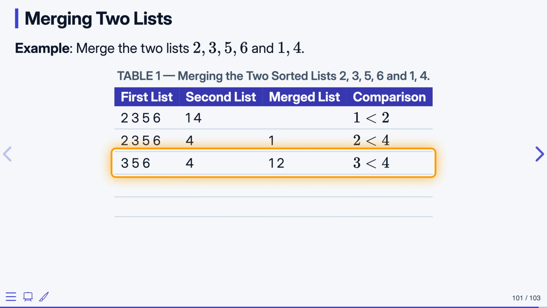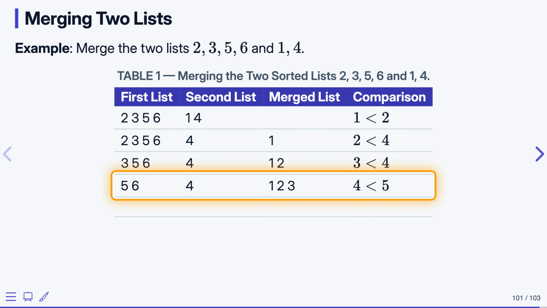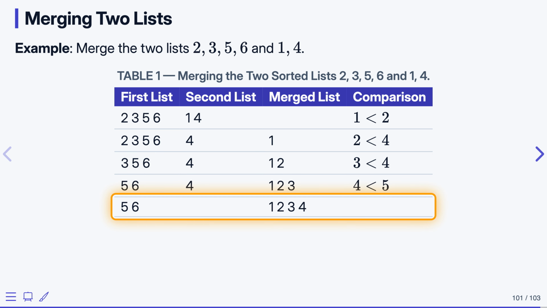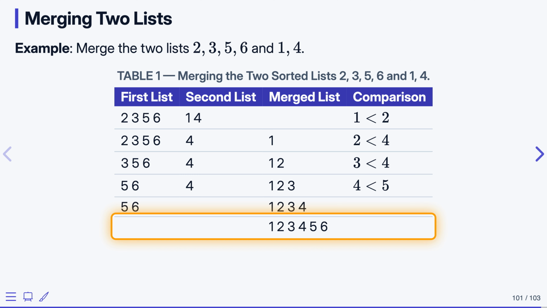Now we compare 3 and 4. 3 is smaller. 3 moves across. Now 4 is smaller than 5. 4 moves across, and the second list is now empty. So we copy the rest of the first list, 5 and 6. The merged list is 1, 2, 3, 4, 5, 6.